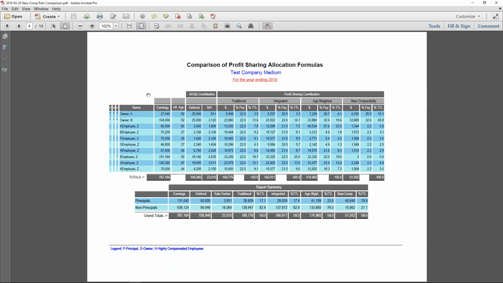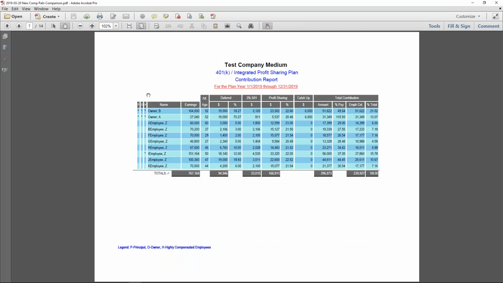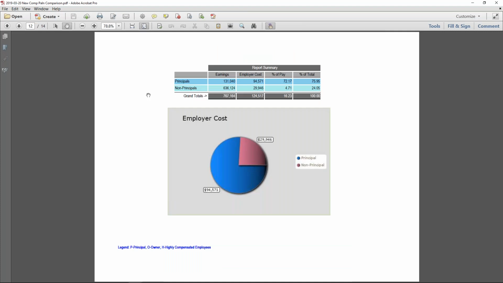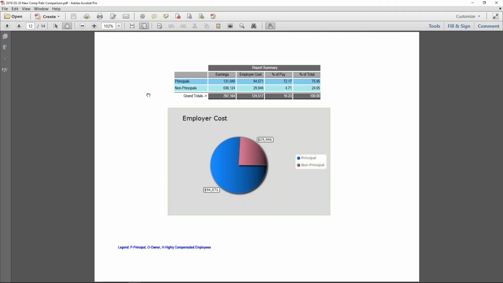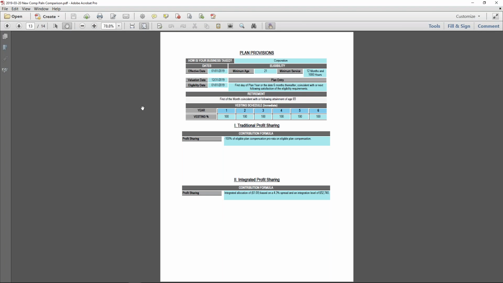Now, I want to get to a couple. I'm not going to go through every one of the scenarios. I'm going to skip right here to the new comparability plan. So you can see here 94,000 going to the contribution to the principals. 72% of their pay goes into the plan. So their earnings were 131. So 72% of what they earn gets to go into the plan, and 75% of the benefits accrue to them.